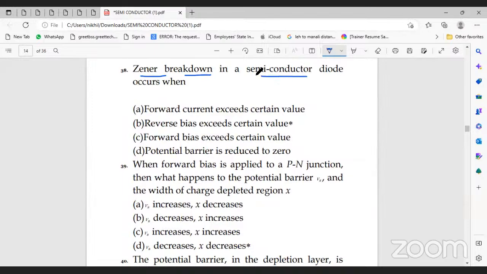Zener breakdown in the semiconductor diode will occur in the reverse bias exceeding a certain value. You know that a Zener diode will work only in the case of reverse bias, and it will break down only when a certain value is exceeded. That is what we consider as the Zener diode voltage.